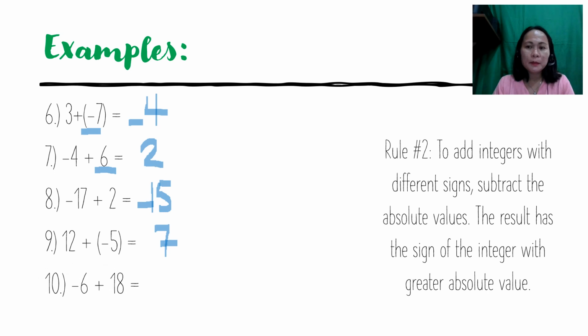And for example number 10, we have negative 6 plus 18. Subtract the numbers. 18 minus 6, we have 12. Then use the sign of the integer with a greater absolute value, which is positive 18. So we have positive 12.